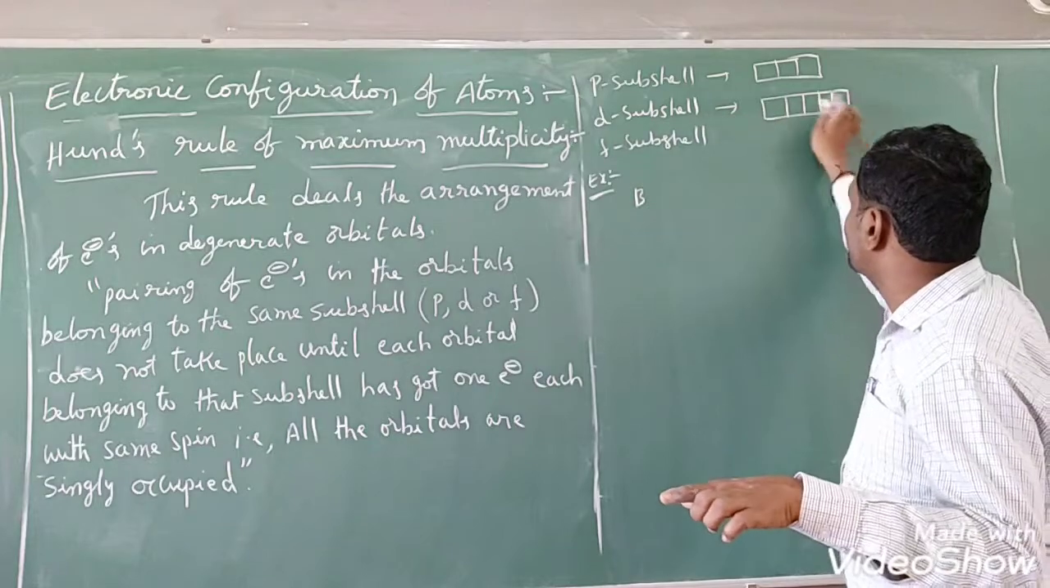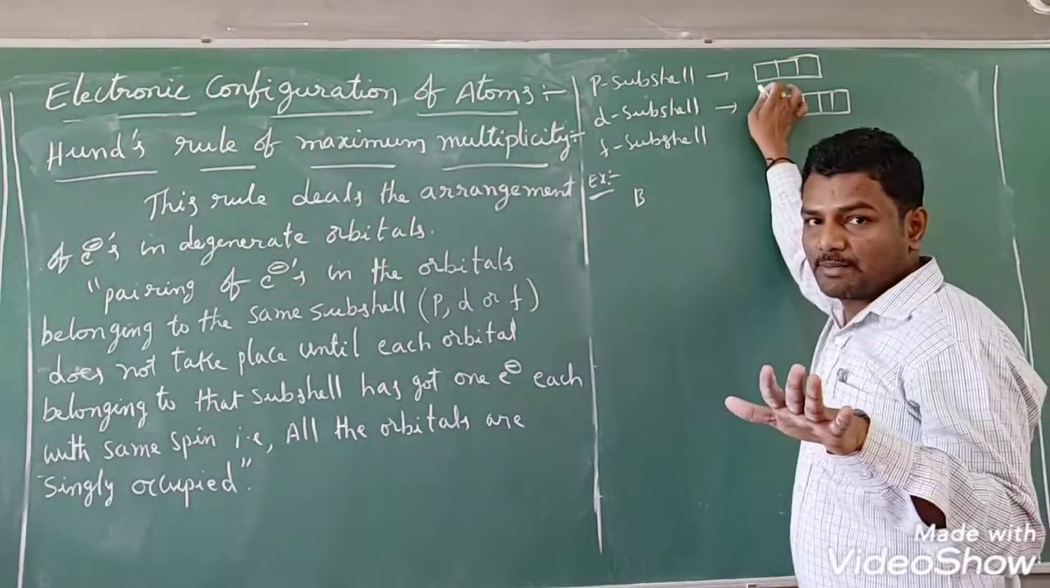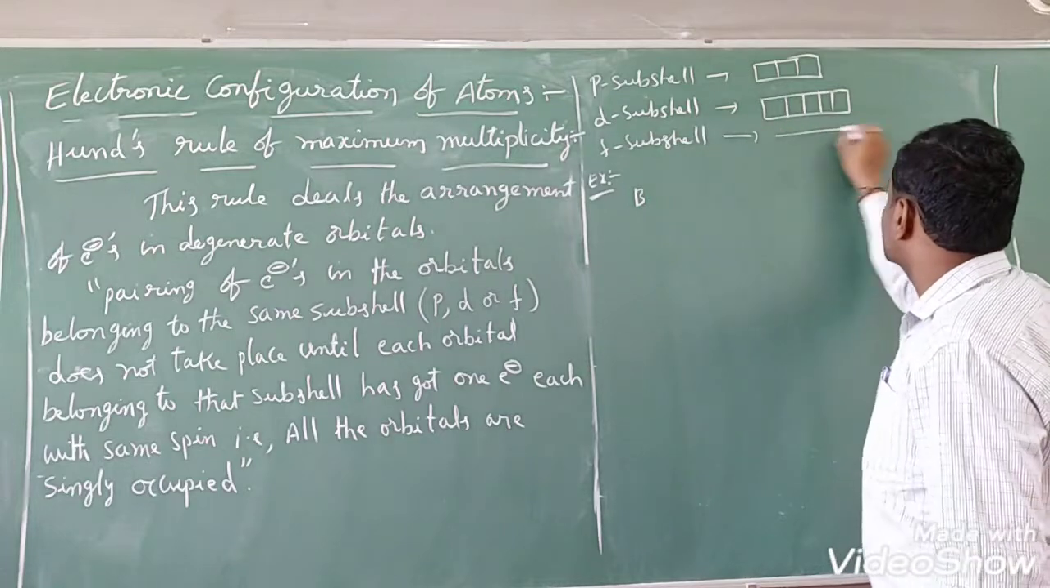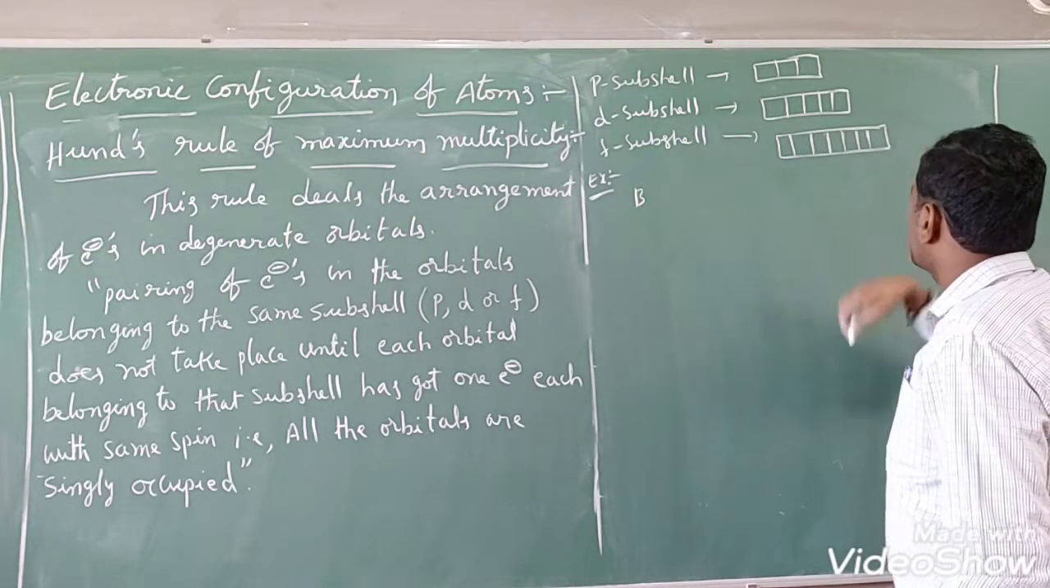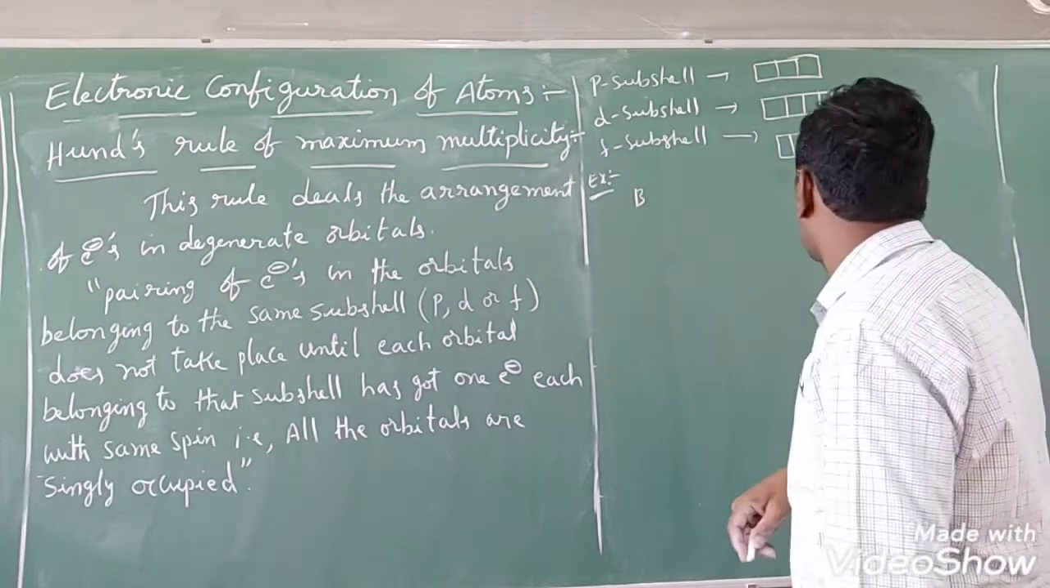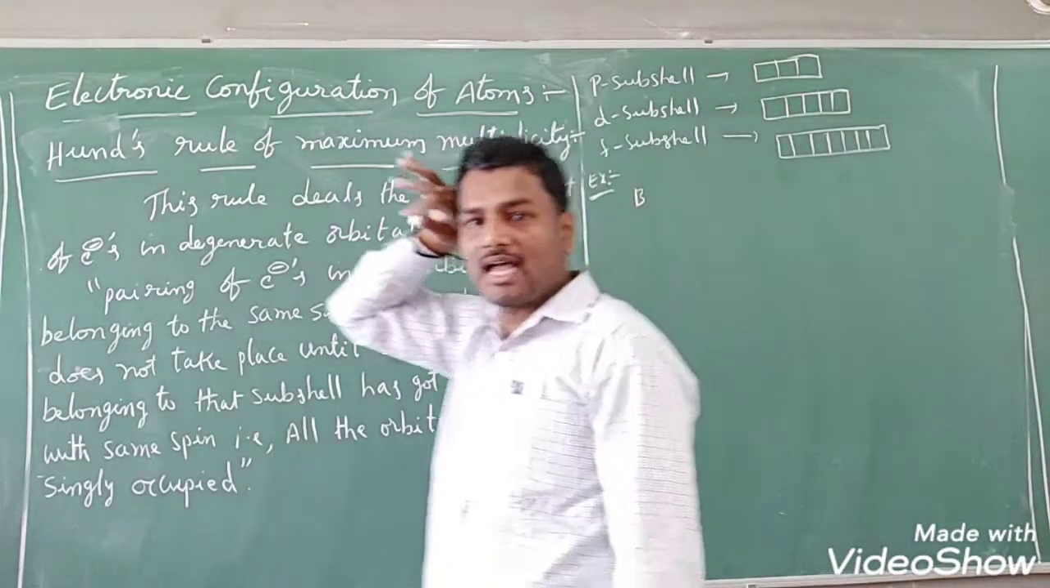In the d subshell, all 5 d orbitals have a double dumbbell shape only. The p subshell is a dumbbell shape, right? And how many orbitals does the f subshell contain in total? 7 orbitals, right? Like this. So all are complex structures, we know that already. So all these are what? Degenerate orbitals. Examples I have given to you.